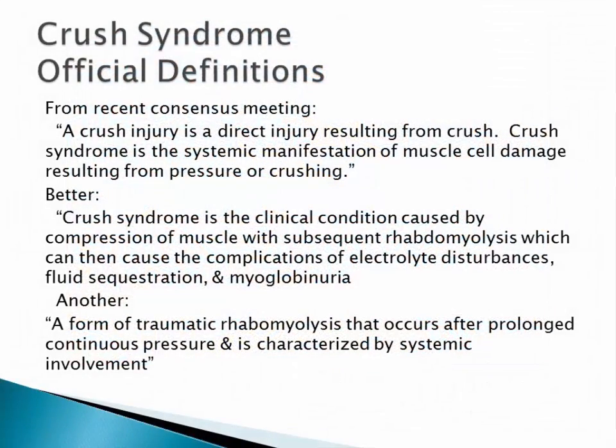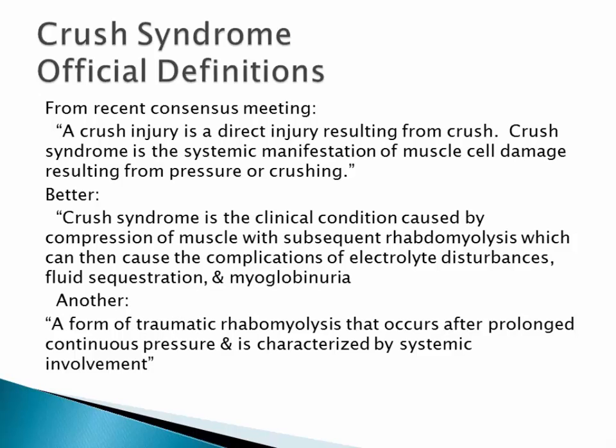But we're going to talk a little bit about some of the definitions of crush injury and crush syndrome. From a recent consensus meeting, I found this kind of interesting. It's really profound. A crush injury is a direct injury resulting from crush. Seems pretty self-evident there. But crush syndrome, though, is the systemic manifestations of muscle cell damage resulting from pressure or crushing. And that was from a consensus meeting.